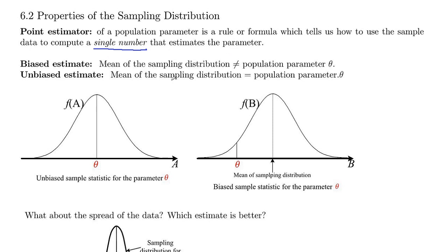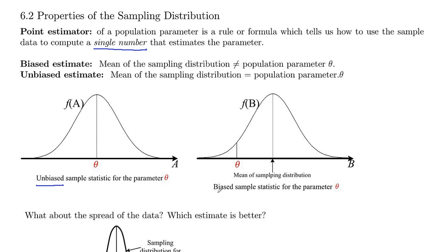Now that estimate could be biased, and that's when the mean of the sampling distribution is not equal to the population parameter. And it's unbiased if the mean of the sampling distribution does equal the population parameter. So here's a picture of an unbiased sampling distribution, an unbiased estimate. Here's our population parameter, and it is at the mean of the sampling distribution for this sample statistic.